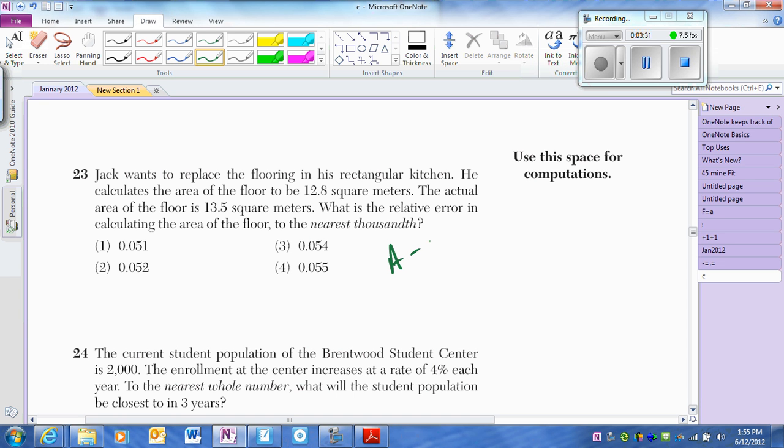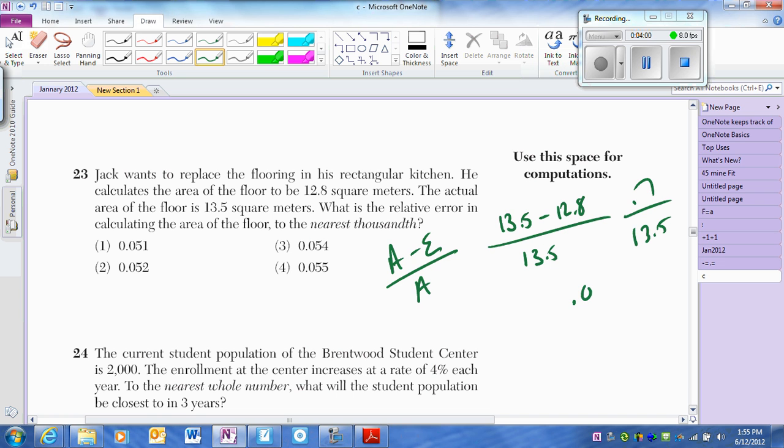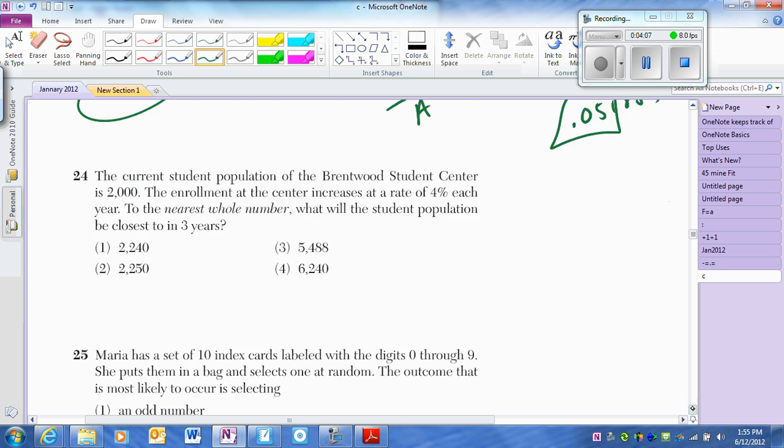Actual minus estimated over actual. So the actual is 13.5 minus the estimated, which is 12.8, all over the actual, which is 13.5. Let me grab my Toshiba. 13.5 minus 12.8 is 0.7, over 13.5. We get 0.051851. We're out of the thousandths place, so 0.052. Moving right along, boys and girls.